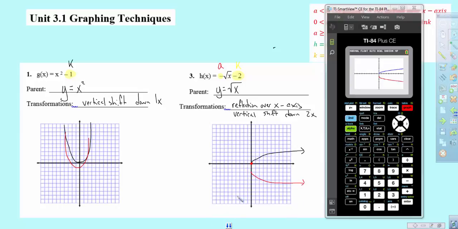You could also think about it this way. You could think that I'm going to reflect it, and then I'm going to take that and move it down 2 times. So you get your graph.